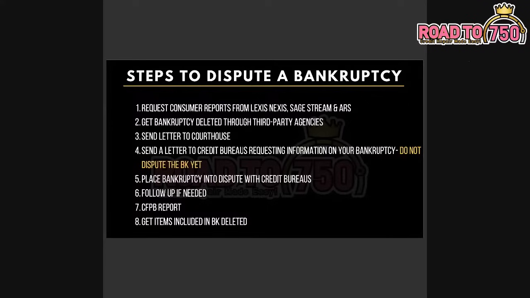Step 5 is place bankruptcy into dispute with the credit bureau. Step 6 is to follow up if needed. So if it's not deleted, you will of course follow up. And then step 7 is the CFPB report. Do not think that you can skip directly to 4, 5, 6, and 7 without doing the top 3. Make sure that you are not skipping any step, because you want to cover every single base when you are disputing a bankruptcy. It's a tedious process. Follow it through. I cannot stress that enough. And then step 8 is to get items included in BK deleted.